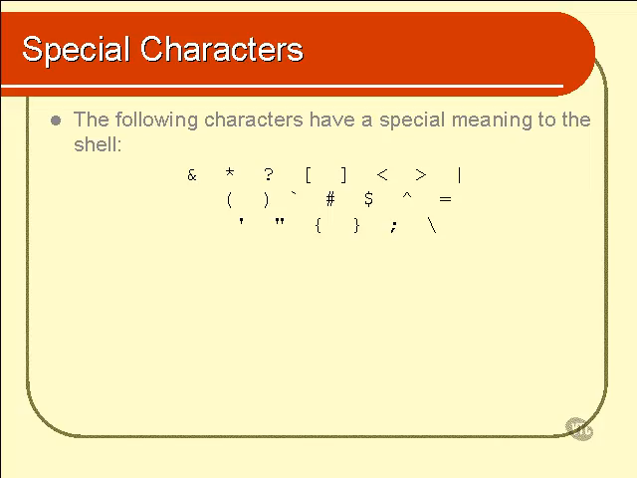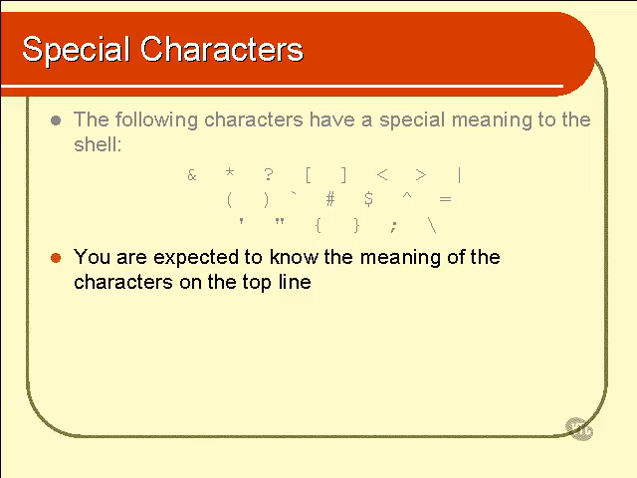Some of these I would expect you to know what they do already. In fact, I would expect you to know the meaning of the characters on the top line. Let's do a quick recap of those. First is the ampersand symbol. That is used to run commands asynchronously or run them in the background. It also has another meaning which we'll examine later on in the course.